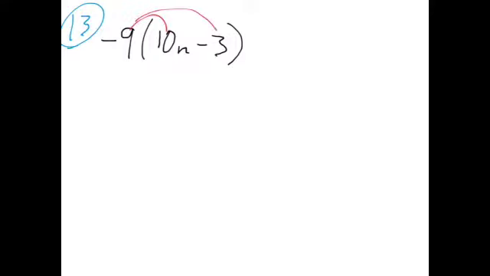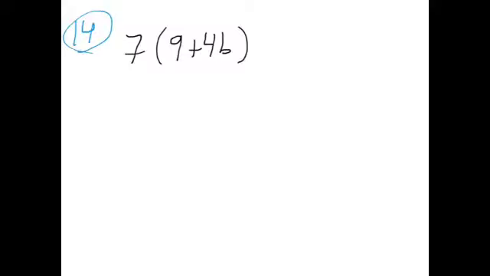On 13, just distribute through. You're going to get negative 90n. And negative 9 times negative 3 is going to give you a positive 27. So negative 90n plus 27.